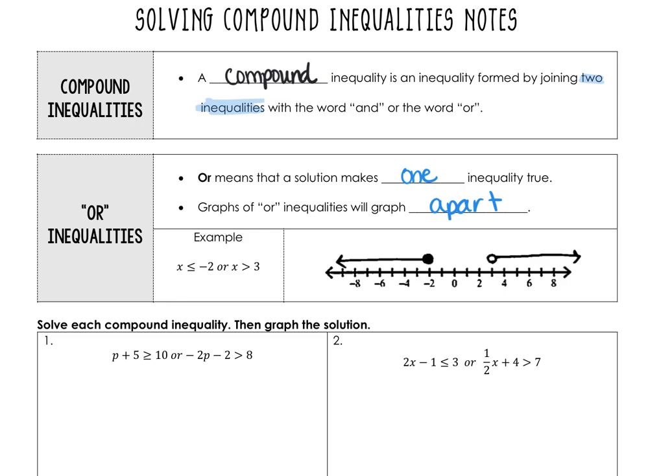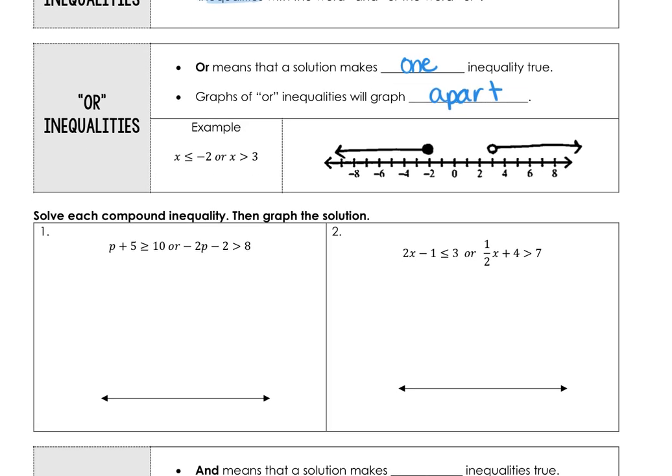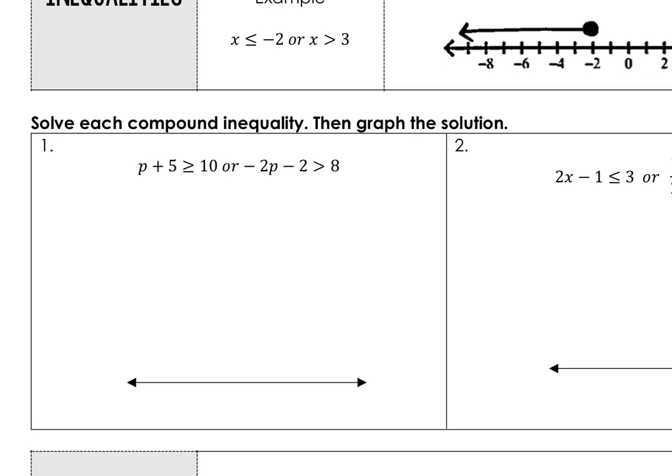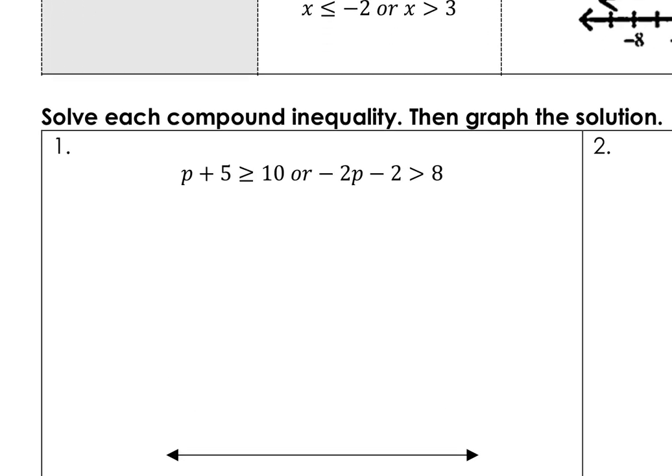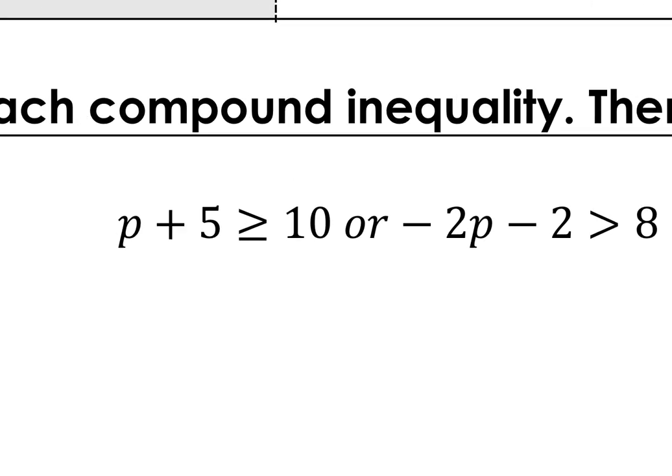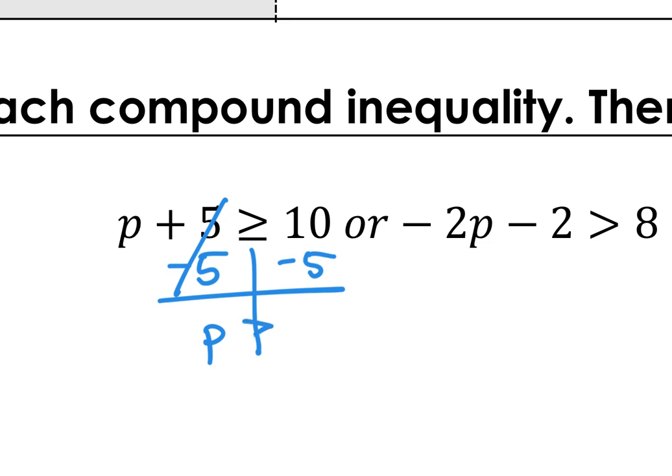All right? Now, solving an or inequality is really easy because once again, all we said was it's just two inequalities that are joined with the word or. So in number 1, we have p plus 5 is greater than or equal to 10, or -2p minus 2 is greater than 8. So all we need to do is solve each of the two inequalities. Instead of looking at one at a time, we're looking at two. So in this first one, all I got to do to get p by itself is do what? Yep, minus the 5. So that leaves me with p is greater than or equal to 10 minus 5 is 5.